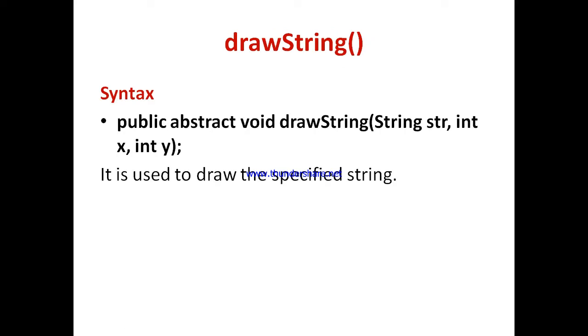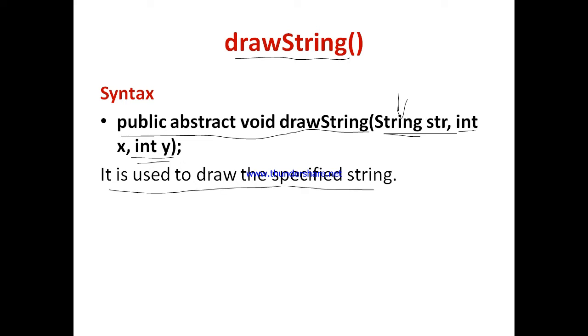Now the first method of graphics class is drawString. The drawString method has the syntax: public abstract void drawString, having three parameters: String str, int x and int y. The string which is displayed on the applet screen is given using the first parameter, and the string position is given by the x and y values. It is used to draw the specified string.